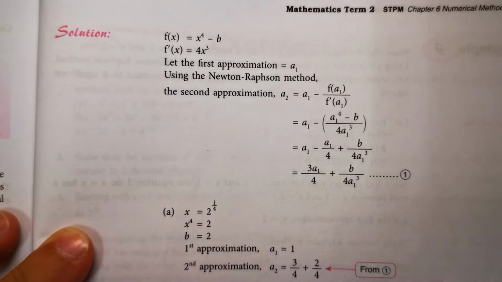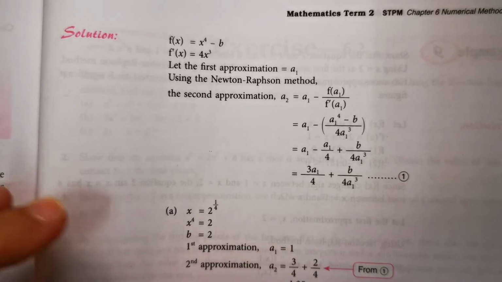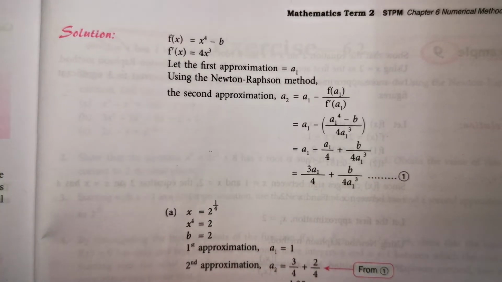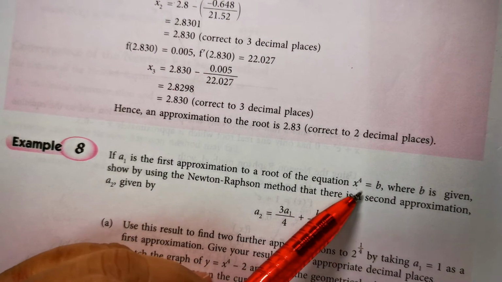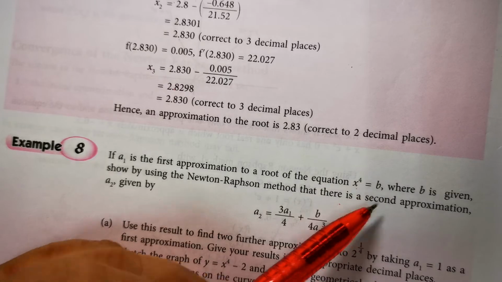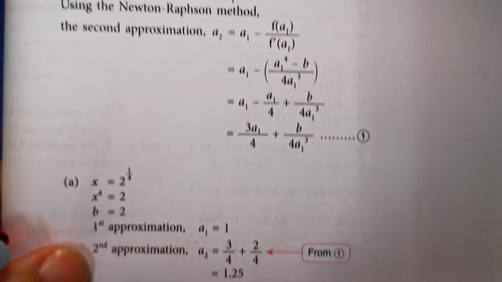How to get this? They ask us to show, right? So very simple. You are asked to solve this equation. They just rearrange it: they move the B to the left-hand side and make the right-hand side 0. Therefore you get this.